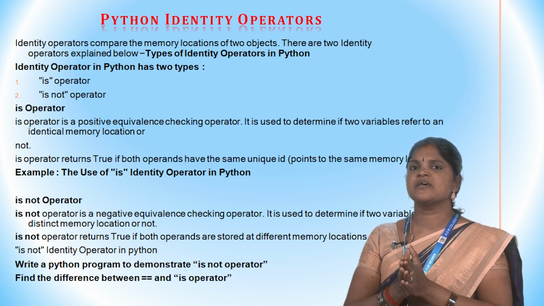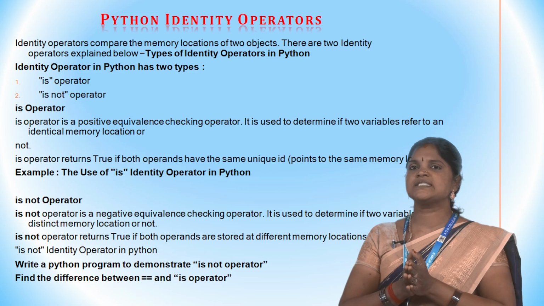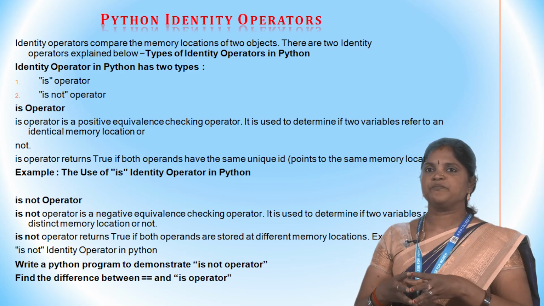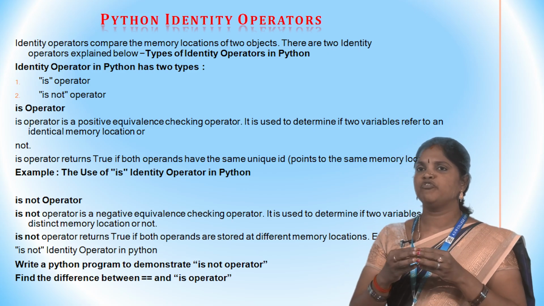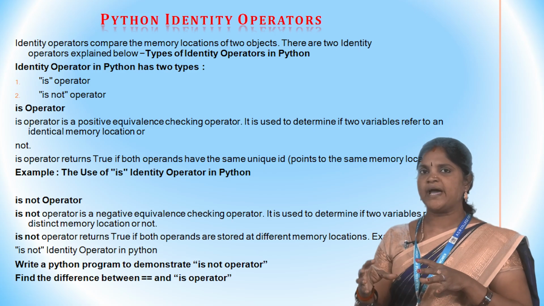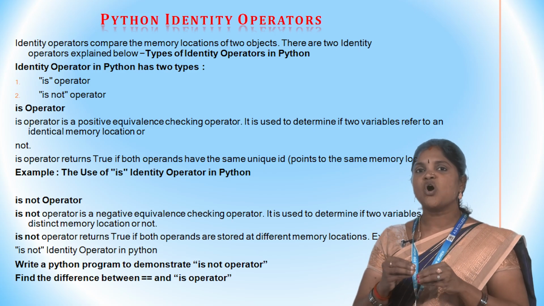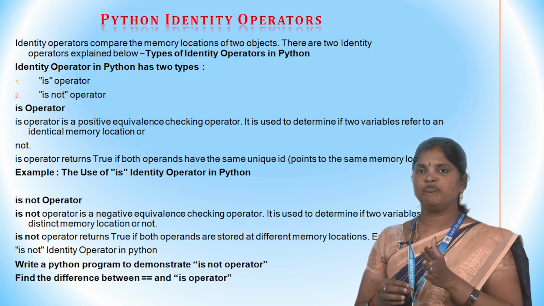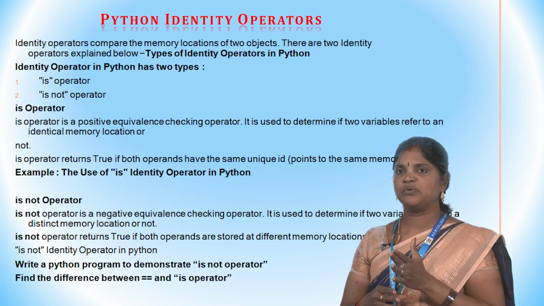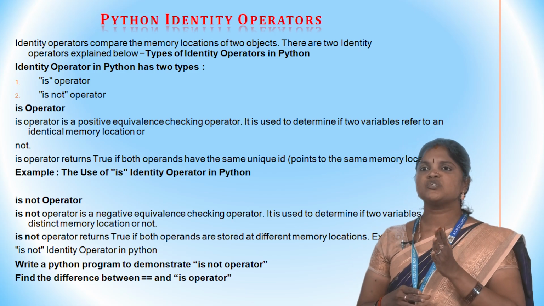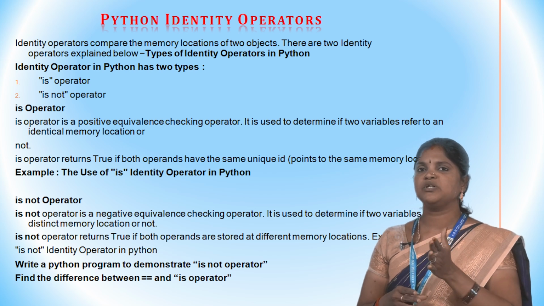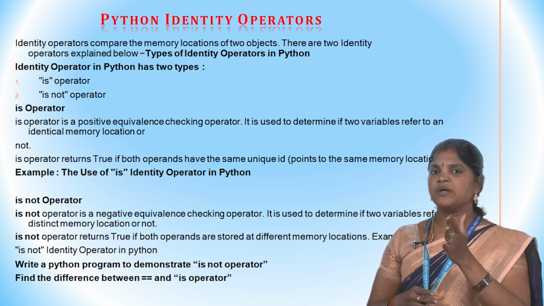The is operator is a positive equivalence checking operator. It is used to determine if two variables refer to one identical memory location. The is operator returns true if both operands have the same unique ID and point to the same memory location. For example, the use of the is identity operator in Python.